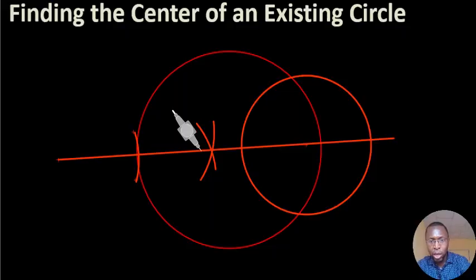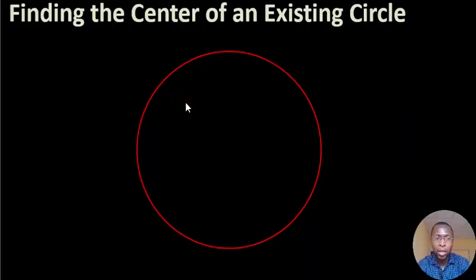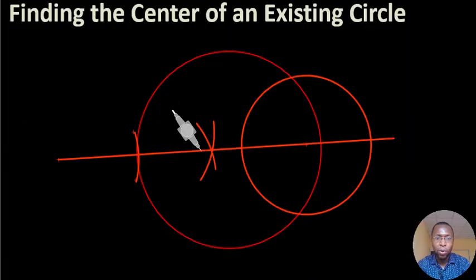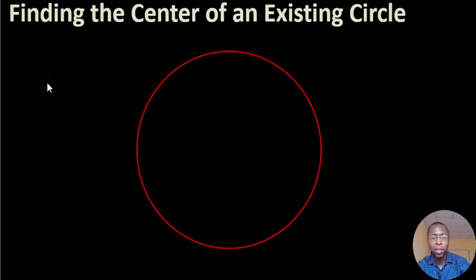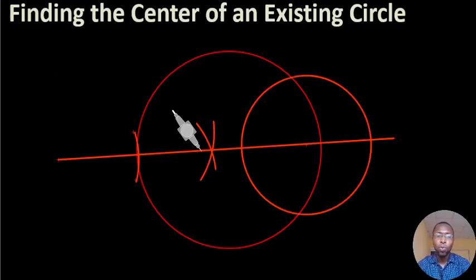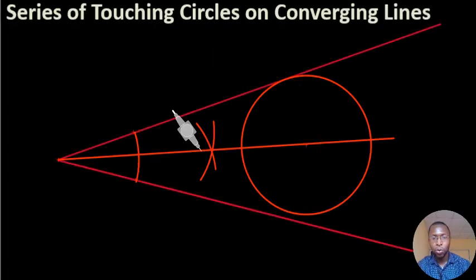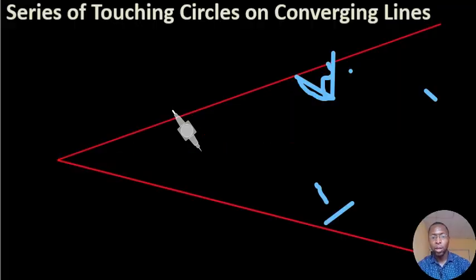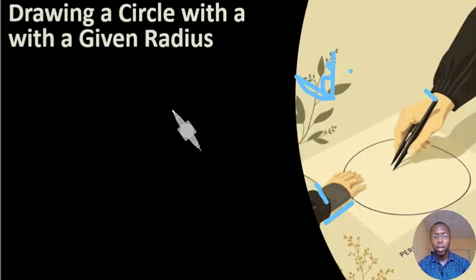Another thing we need to see here is finding the center of an existing circle. How do you find the center of an existing circle? It's very important. Now, this is an existing circle, and you want to find the center. What do you do? It's a very simple step. Let's see how to go about that.